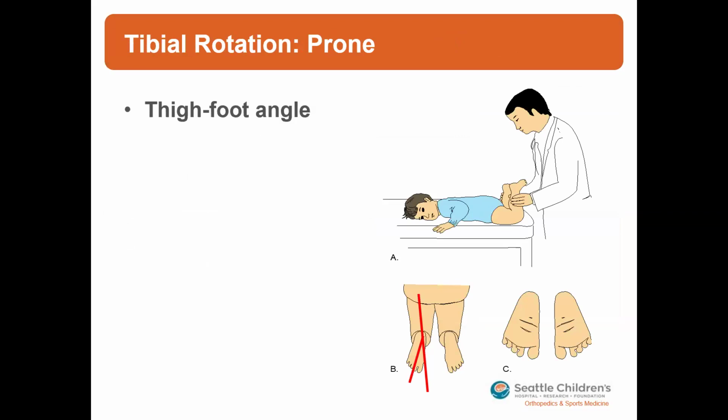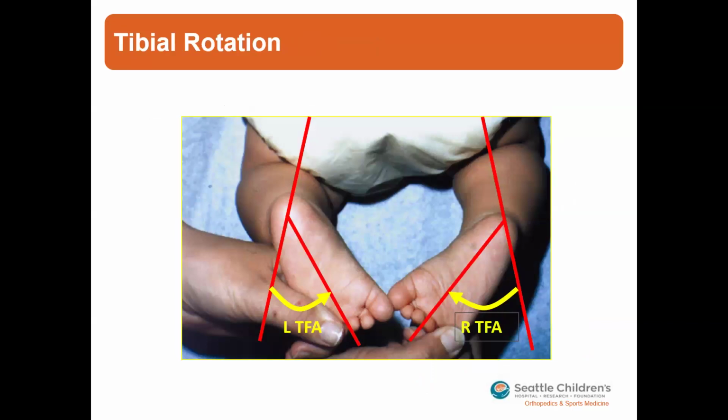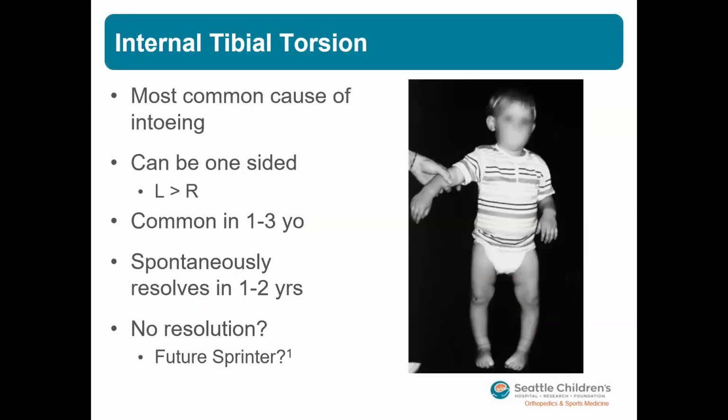We put them over on their belly and prone, looking down at the bottom of the feet. And so you'll see in figure B, the foot is pointing out, so the tibia is rotated out. Well, in this instance, this baby, the tibia is rotated in, which is typical in an infant, small child. The tibia is rotated in. This is the most common cause of in-toeing. Oftentimes the left is worse than the right.